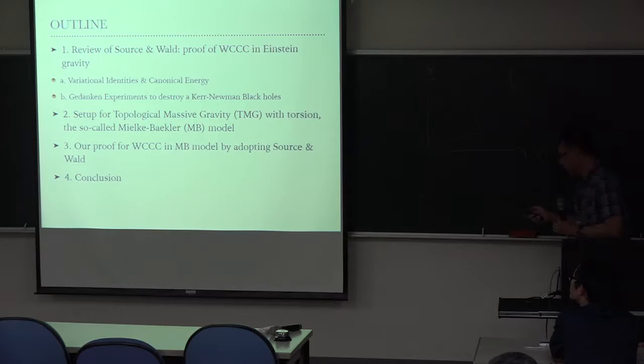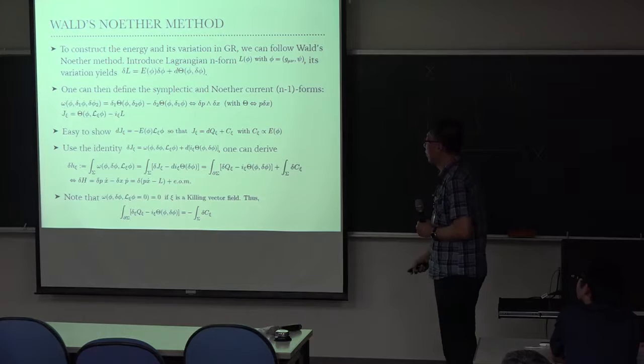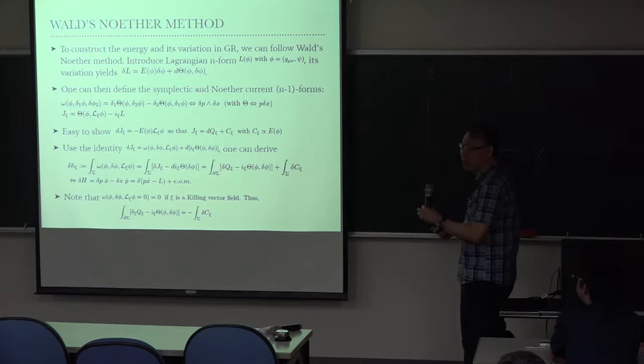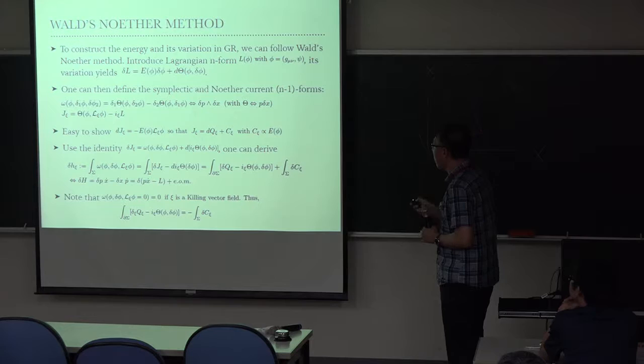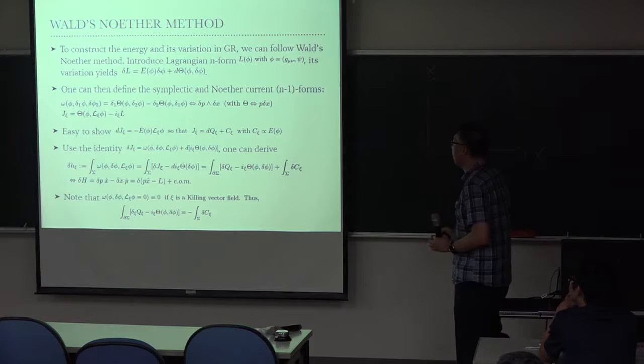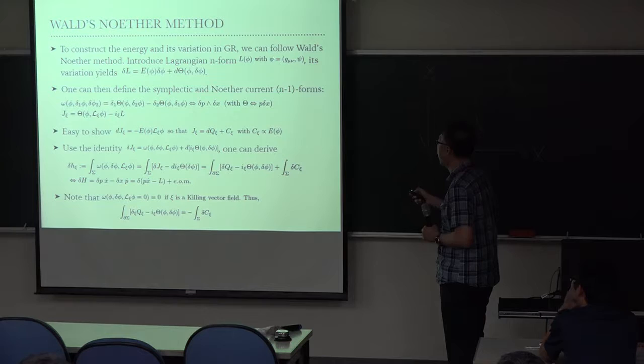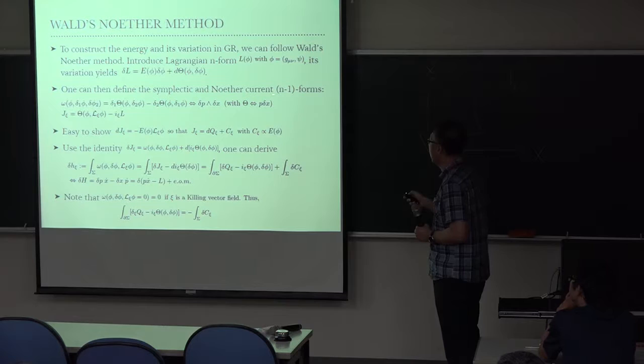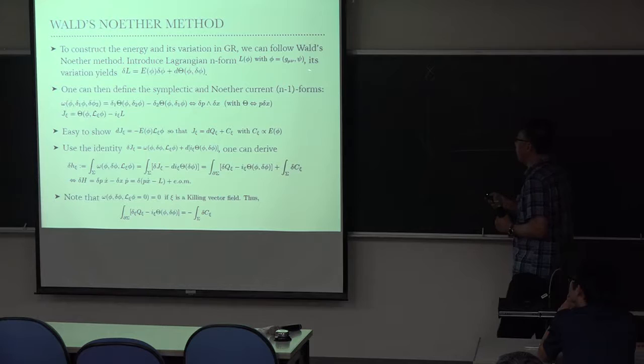So now I will try to review the method. Okay, so this part is more formal. So please bear with me. Yeah. So the idea is that we have a method, using Noether current in the general setting. So basically, he introduced the Lagrangian n-form in the spacetime dimension. So if you do the variation with respect to your fields, these fields include the metric and other matter fields. For example, in this case, we also consider electromagnetism.